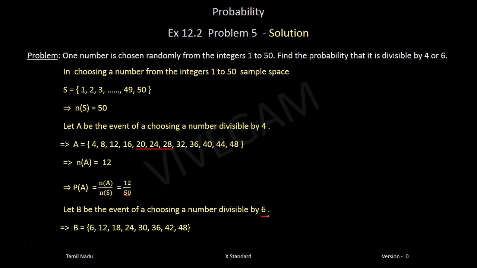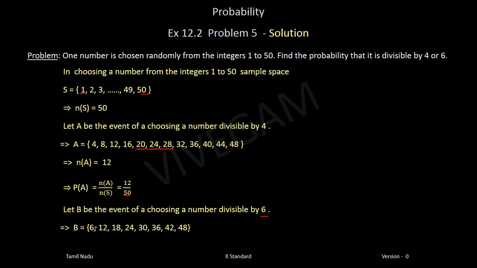Do the same for divisible by 6. List out all the elements which are divisible by 6. What are the elements? 6, 12, 18, 24, 30, 36, 42, 48. You can't go further than 48 because the next divisible number is 54, which is not in the sample space. 50 is the end point and 1 is the starting point. So you have to be very careful.